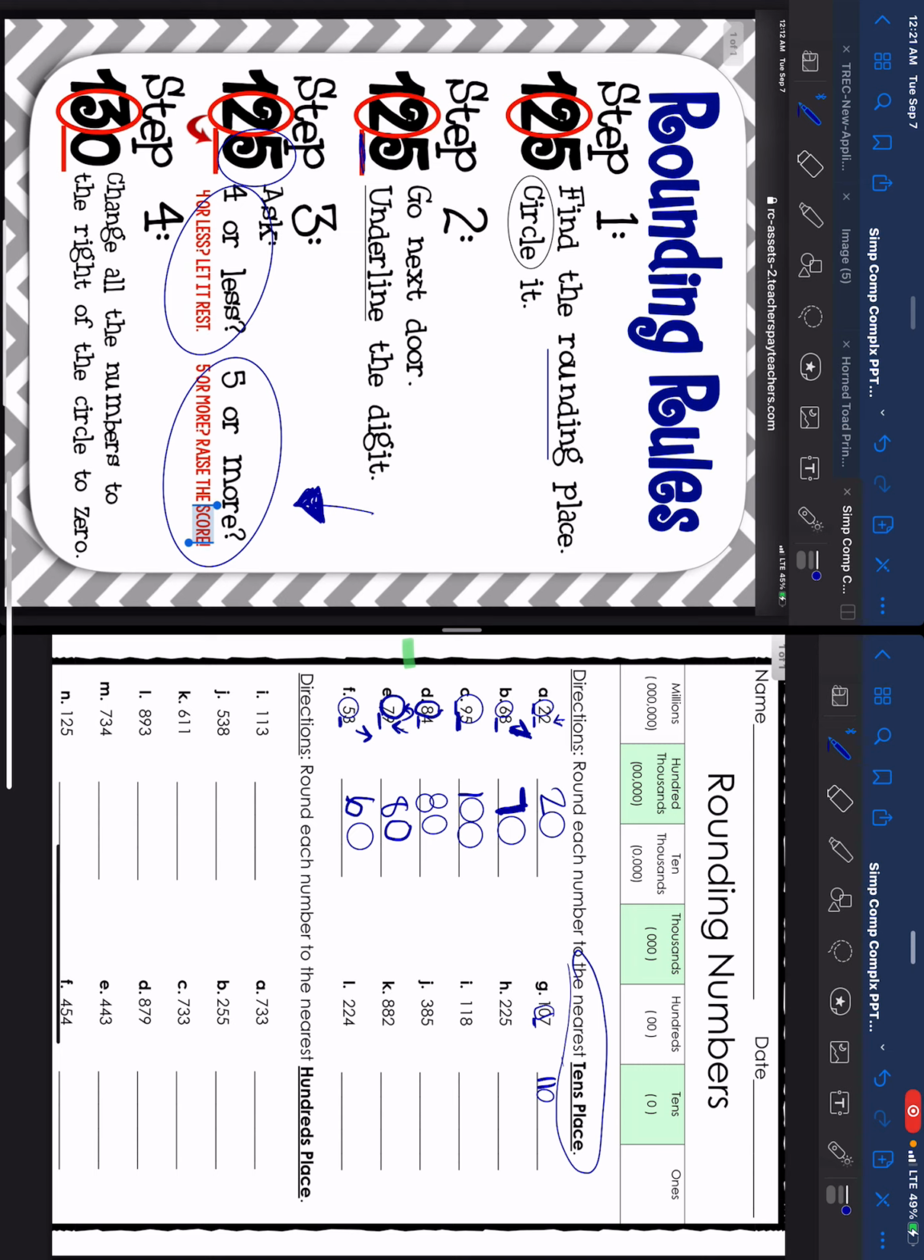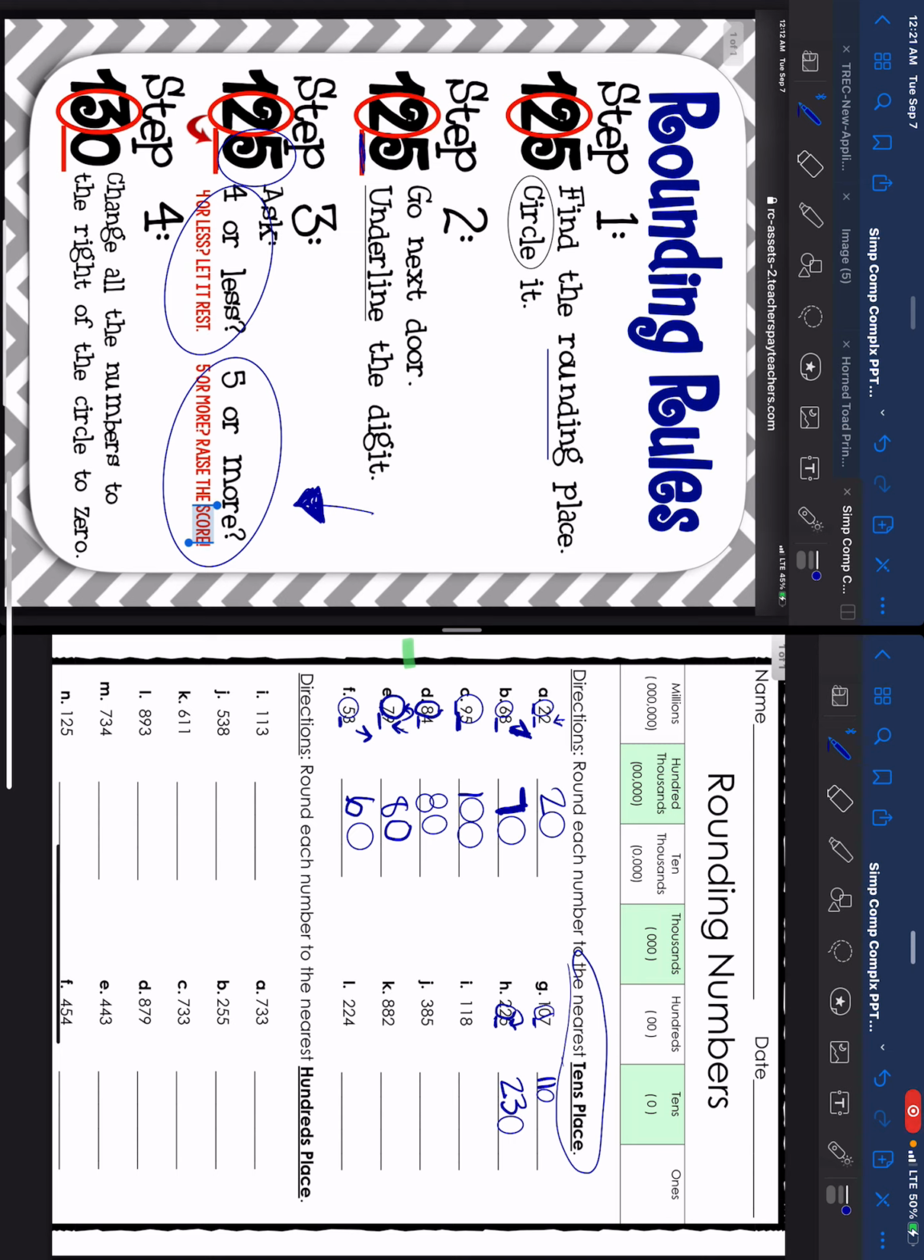And then H, 225. Find the rounding place, circle it. Okay? So go next door, underline the digit. It's a 5, so step 3, 5 or more, raise the score. So 22 becomes 23. And then all numbers to the right become 0.